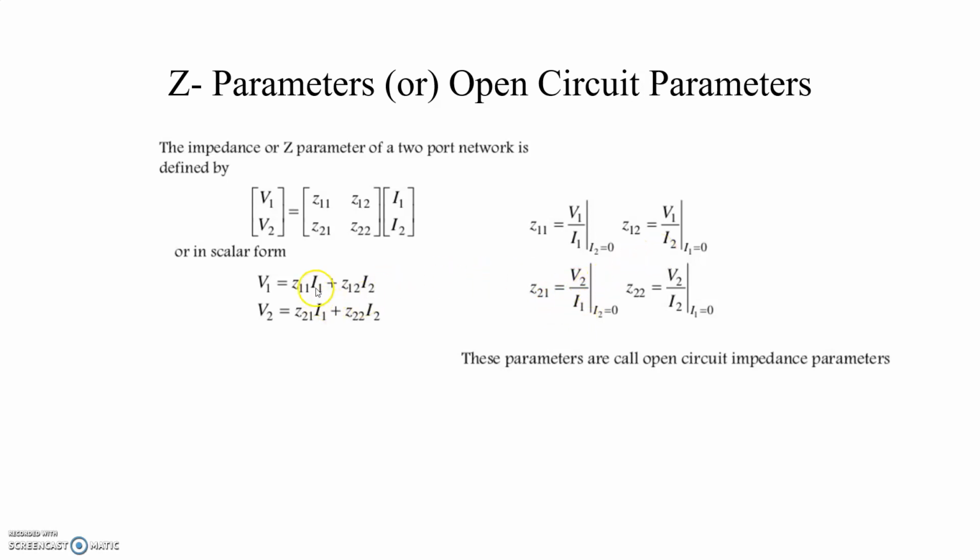Next, in these equations, put I1 equal to 0, that means the input port is open circuited, so that you obtain Z12 and Z22. Z12 is equal to V1 by I2, which is otherwise called the open circuit reverse transfer impedance. Z22 is V2 by I2. This is called the open circuit output impedance. These are all the open circuit impedance parameters.